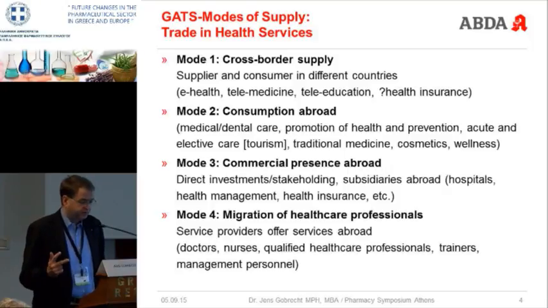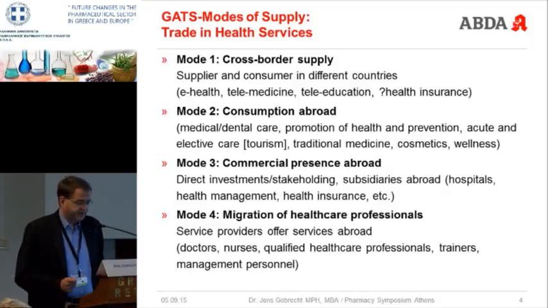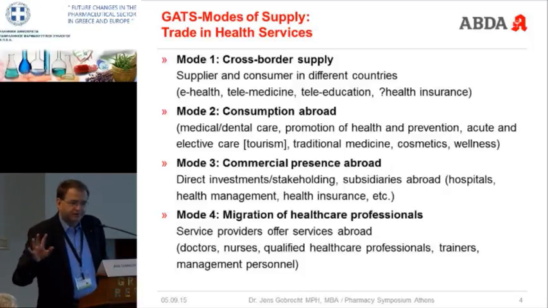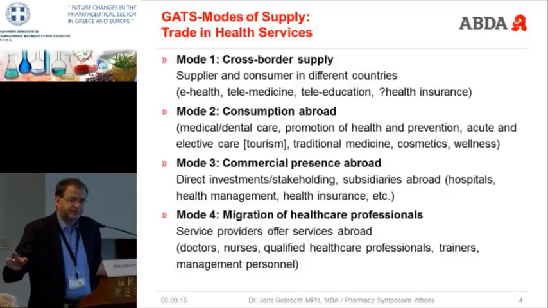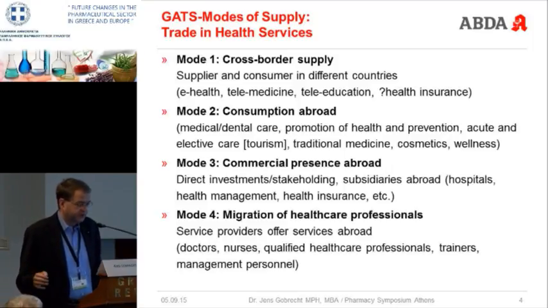Mode 1 is cross-border supply, so a supplier and consumer are in different countries. This is, for example, e-health, telemedicine, teleeducation as well. It was a little bit a question if it's health insurance, but we come to this later. Mode 2 is consumption abroad, easier. So it is about medical, dental care, promotion of healthcare and prevention, and so on and so forth.